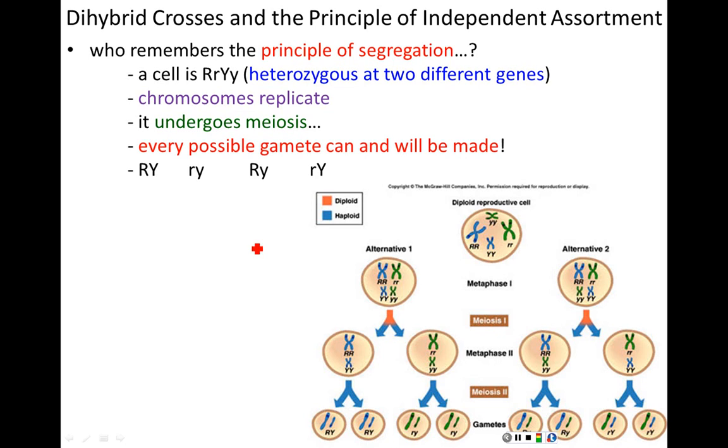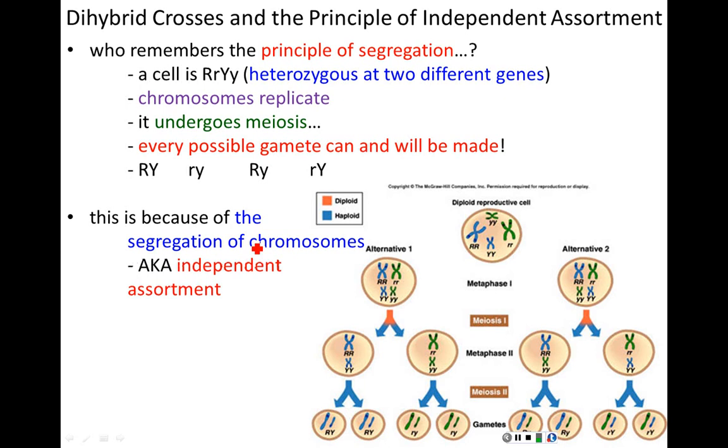What I mean by that is we can have a gamete that contains both dominant alleles, big R, big Y. We can have a gamete that contains both recessive alleles, little r, little y. We can also make the gamete that contains one dominant R allele and the recessive y allele, and we can finally make the gamete that contains one recessive r allele and one dominant Y. Independent assortment says as long as these genes are on different chromosomes, not only can you make each of these gametes, you will make them all, and you will make them in equal proportions. This is because of the way that chromosomes segregate during meiosis. Independent assortment.